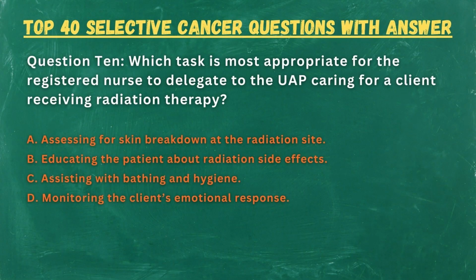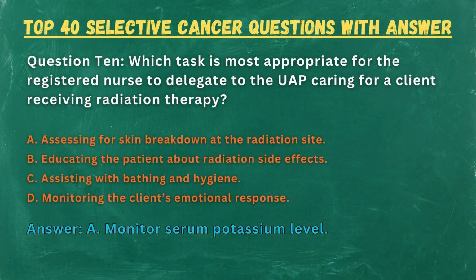Question 10. Which task is most appropriate for the registered nurse to delegate to the UAP caring for a client receiving radiation therapy? A. Assessing for skin breakdown at the radiation site. B. Educating the patient about radiation side effects. C. Assisting with bathing and hygiene. D. Monitoring the client's emotional response. Answer: C. Assisting with bathing and hygiene.